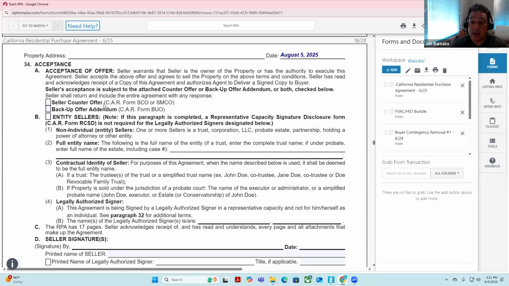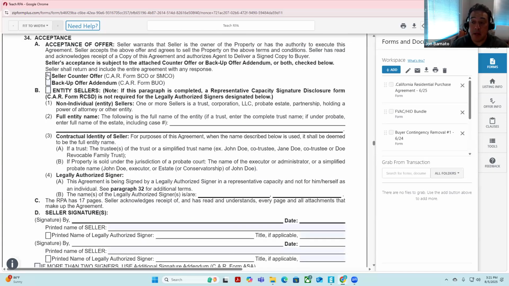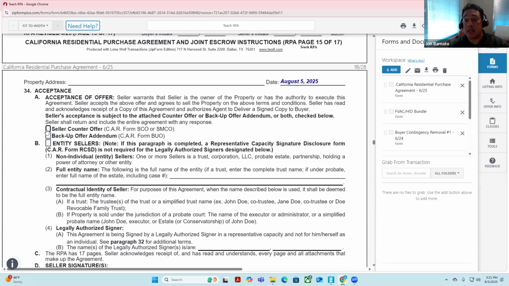Same thing about sellers. Now, if they're going to accept your offer and they're doing a seller counter offer, the practice is, if you're on the listing side and you get an offer, the seller is supposed to sign the whole offer, check this box, and then counter the whole offer along with the counter. I see a lot of lazy agents just do a counter offer. That is not correct.